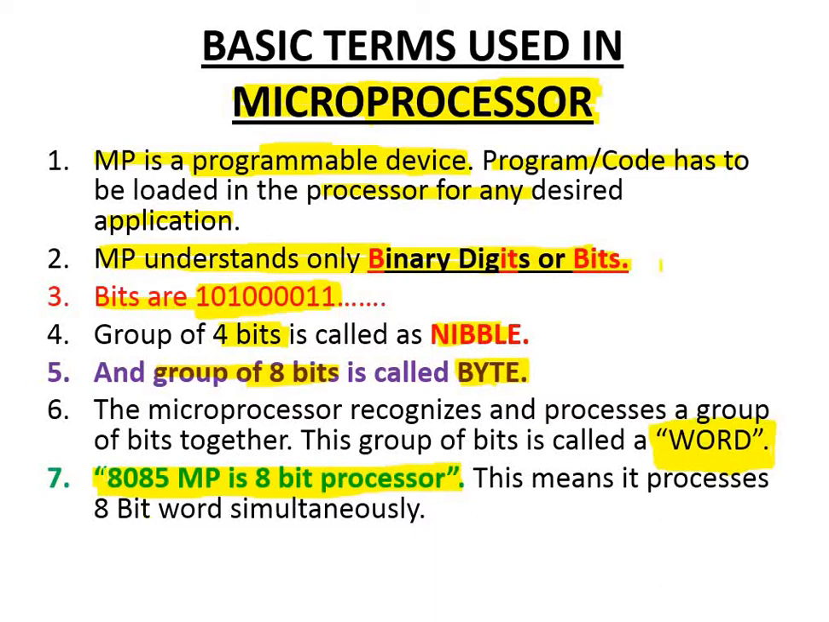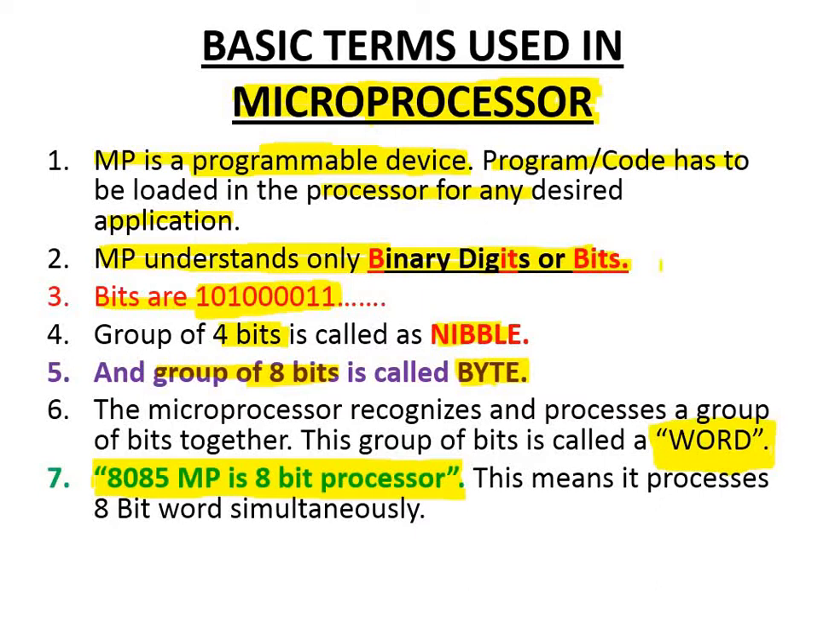Again, why 8-bit? Because the data bus of this processor is 8-bit. Suppose there is a 16-bit data bus, then that processor will be called a 16-bit processor because it can process 16-bit data simultaneously according to that data bus only, because a bus is nothing but a group of lines to carry the bits.